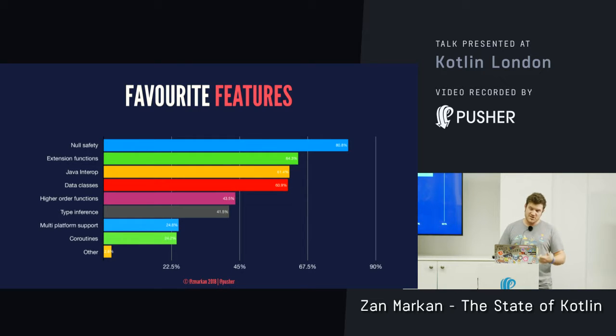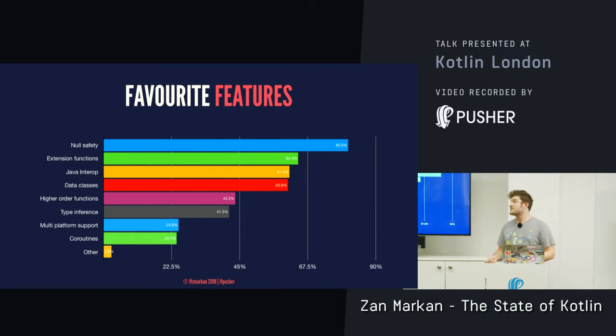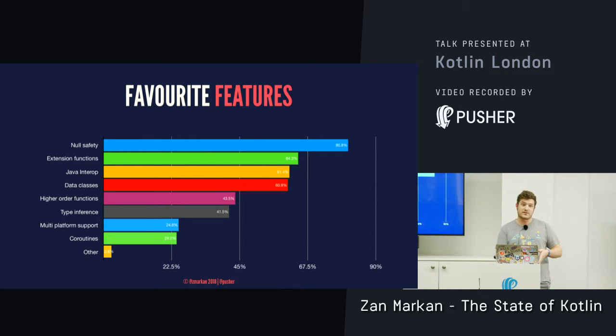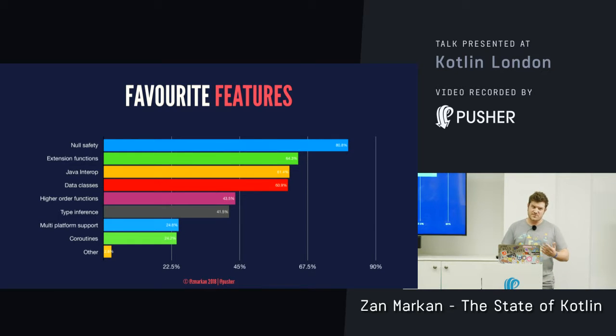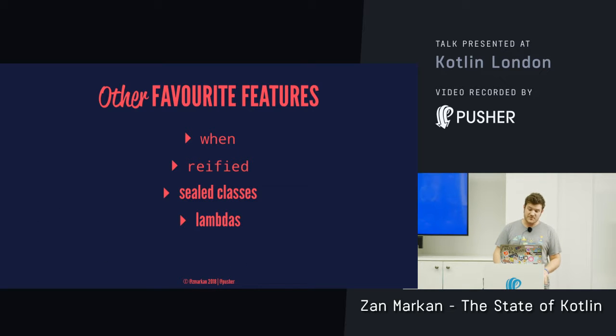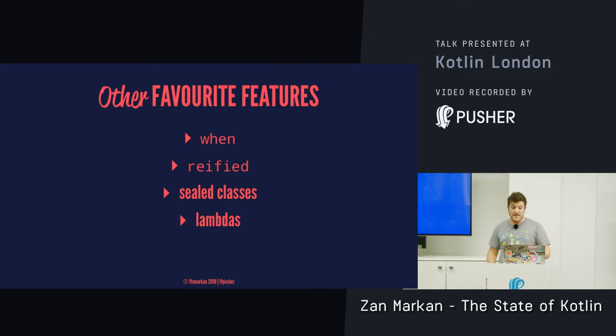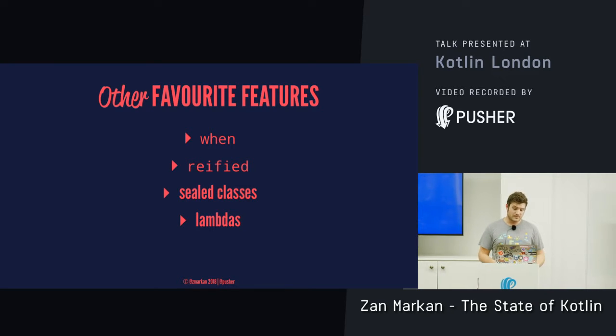Following null safety, you've got extension functions, Java interop, and data classes, which are favored by 60-something% of people. Then followed by higher order functions and type inference, about 40-something. And lastly, you've got the newer features like multi-platform support and coroutines, which have been introduced in the later versions of Kotlin, at 20-something%, 24 to be precise. Among other favorite features, you've got the when keyword, the reified keyword, and sealed classes and lambdas that popped up often in the comments.